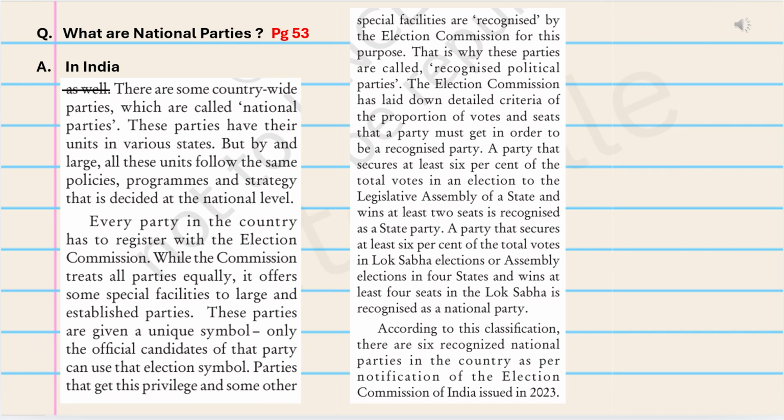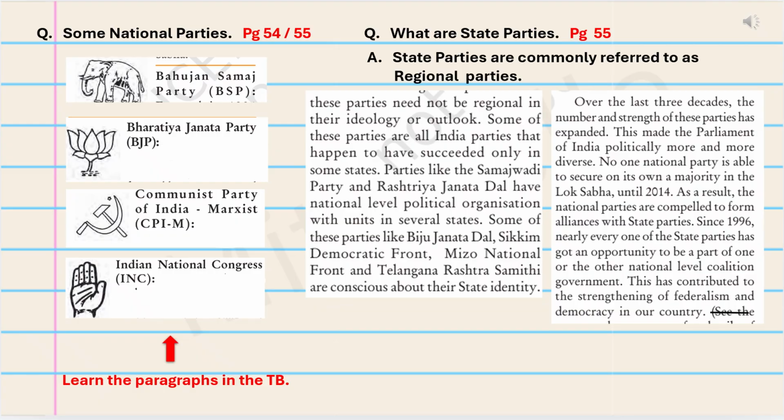What are national parties? On page 53. So here are some of the national parties starting on page 54 going to page 55. Please note this is the 25-26 batch and these are the only national parties that are required for this batch. For the coming batches in the coming years, the portion might change.